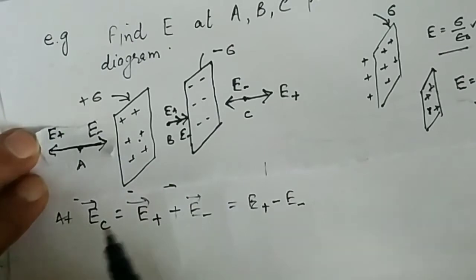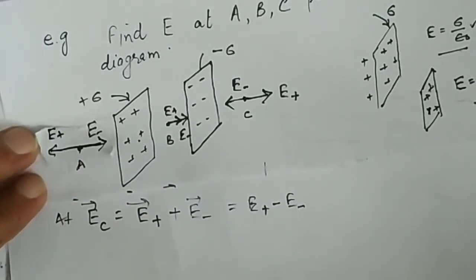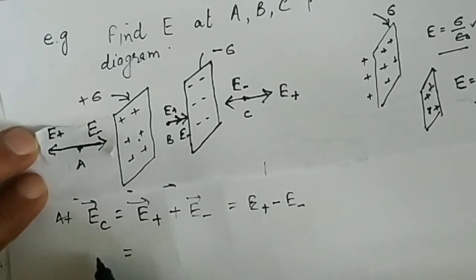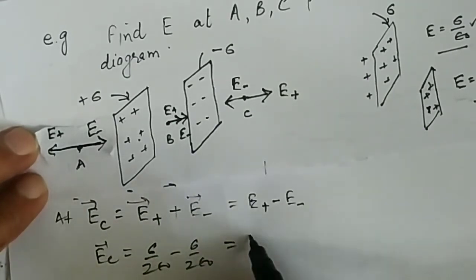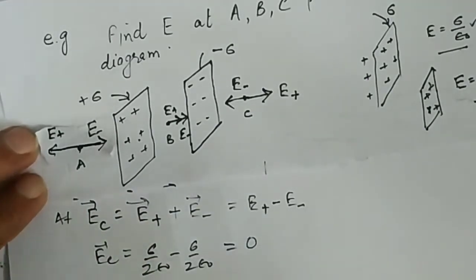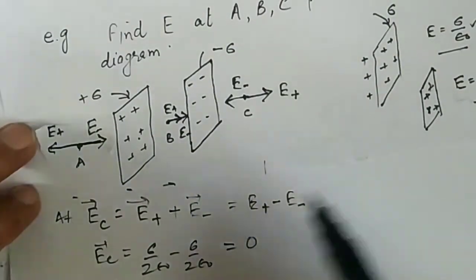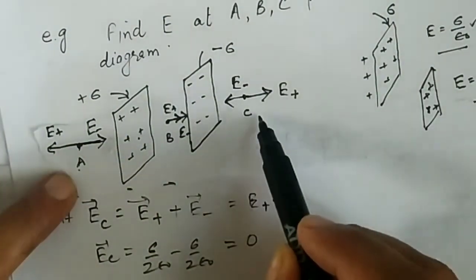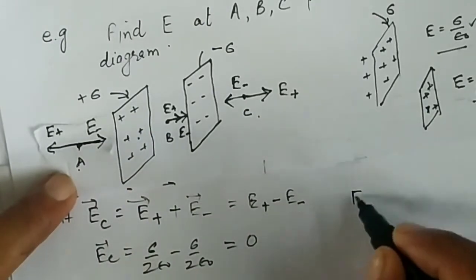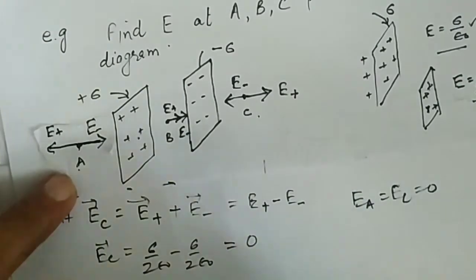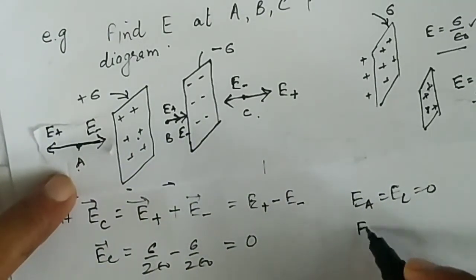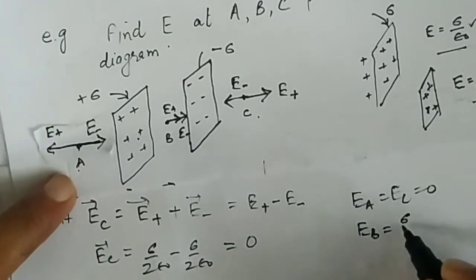We know that the electric field due to the positive charge sheet and the negative charge sheet have the same magnitude, so sigma by 2 epsilon naught minus sigma by 2 epsilon naught, and the resultant is 0. From here you can see that the electric field at point A and at point C is equal to 0, and the electric field at point B, between the sheets, is sigma by epsilon naught.